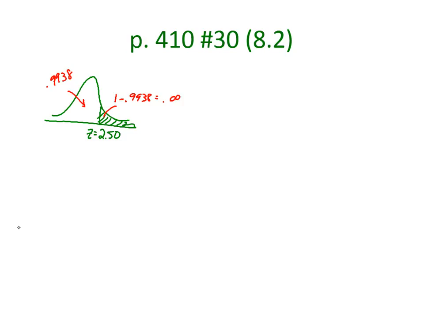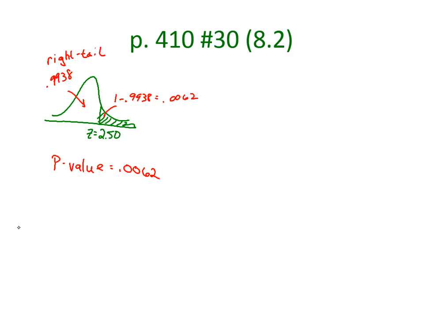Okay. Questions on doing that? So this is telling me, because it's only a right-tailed test, I do not double anything. So my p-value is 0.0062.